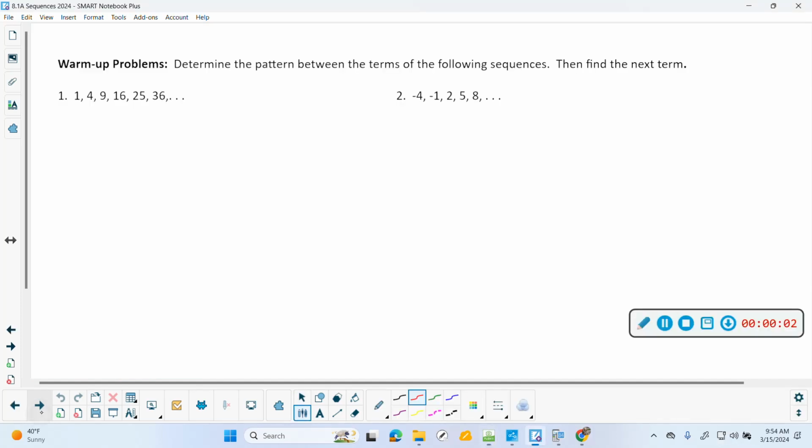Get into sequences and series. So first up, this is the type of thing we're going to be looking at today. Determine the pattern, and then can you find the next term?